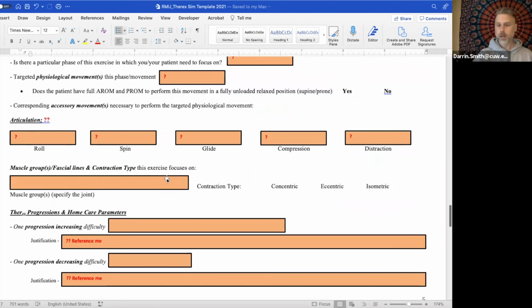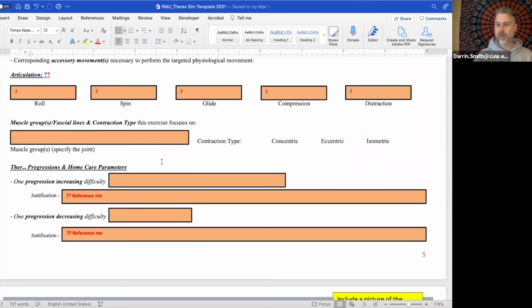Okay, next we have, so we've identified what should be taking place from an osteokinematic or your basic physiological movements, which is what we learned in A&P, right? Flexion, extension, abduction, adduction. We're all familiar with those terms. Now we need to know the rolling, spinning, gliding that needs to take place along with those movements. So we're breaking it down smaller. Now let's bring them back together now that we've deconstructed those things. And let's look at muscle groups and or fascial lines.